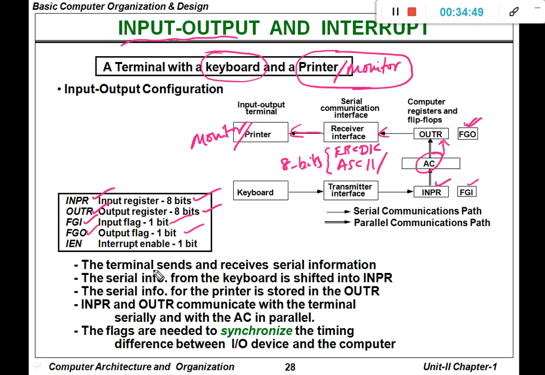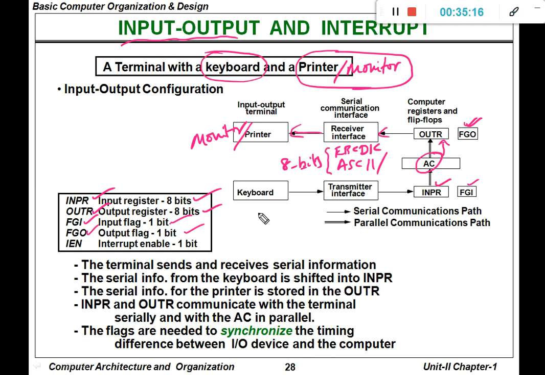Here you can see the sequence of operations. The terminal sends and receives serial information. The serial information from the keyboard is shifted into the input register. Similarly, the serial information for the printer is stored in the output register. The input register and output register communicate with the terminal serially and with the accumulator register in parallel. The flags are needed to synchronize the timing difference between the I/O device and the computer system.